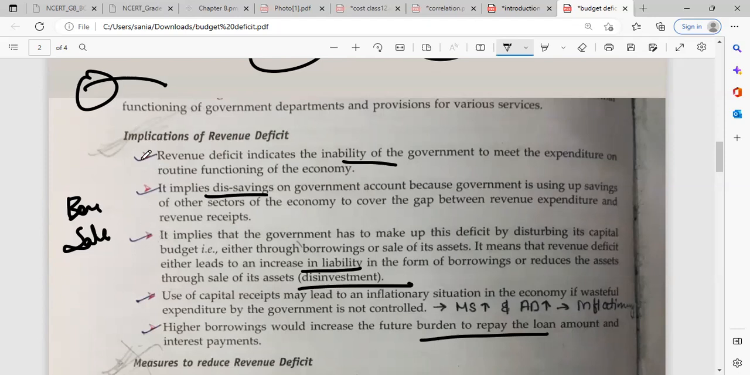Yeah, these are the implications. So if they ask you, revenue deficit leads to what? Then inability of the government, dissaving, liability increases, assets reduce, which is disinvestment, plus an inflationary situation can come, plus the future burden of the loans can occur. So quickly read it. It is very important.